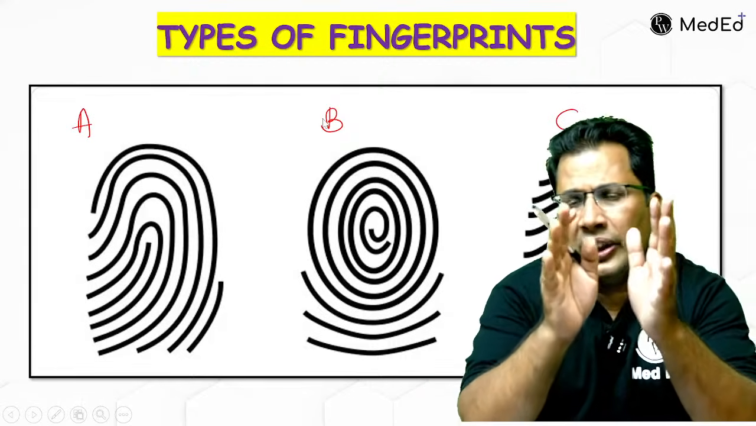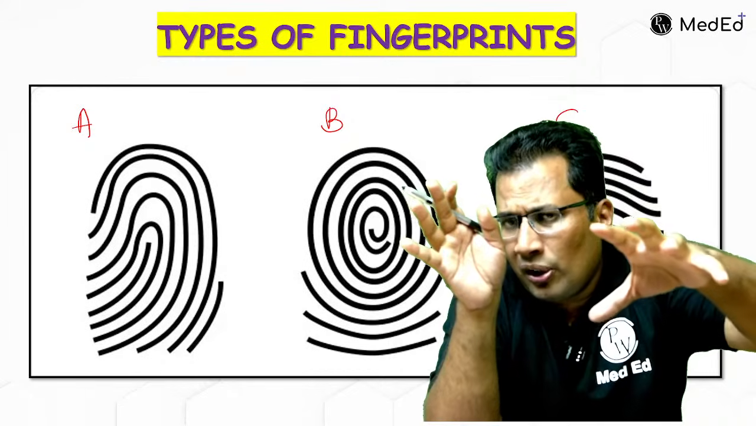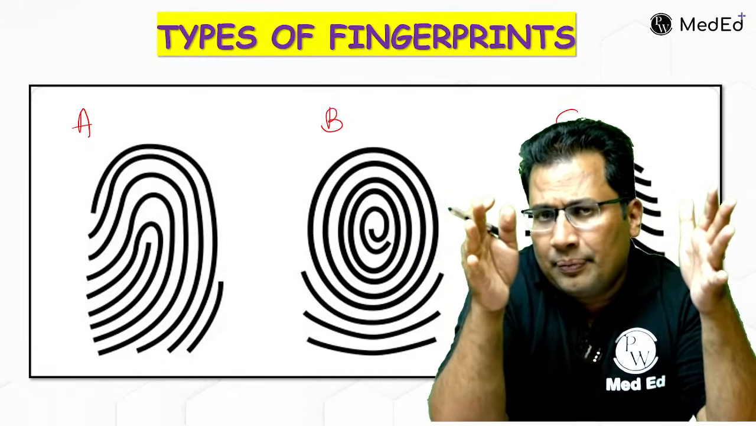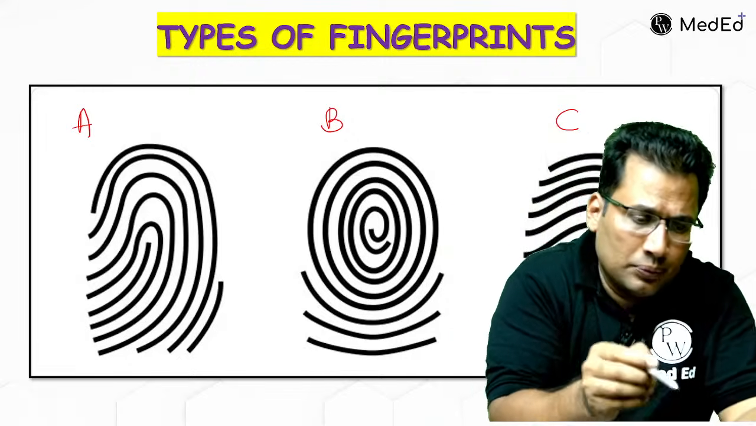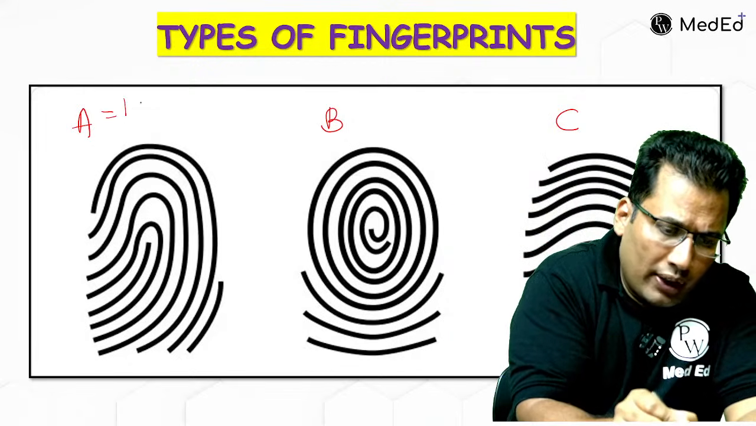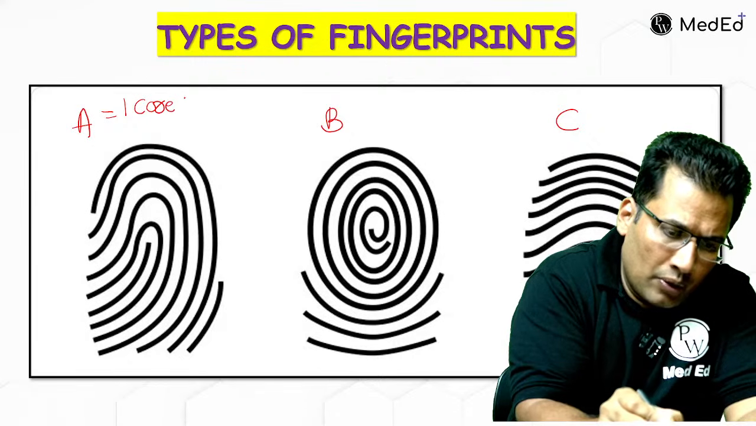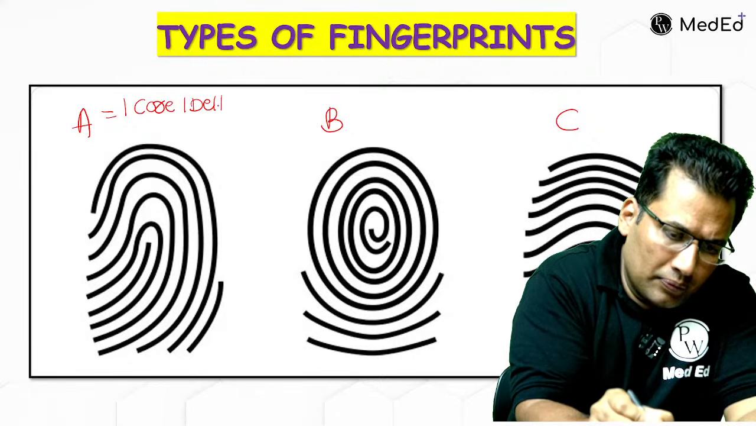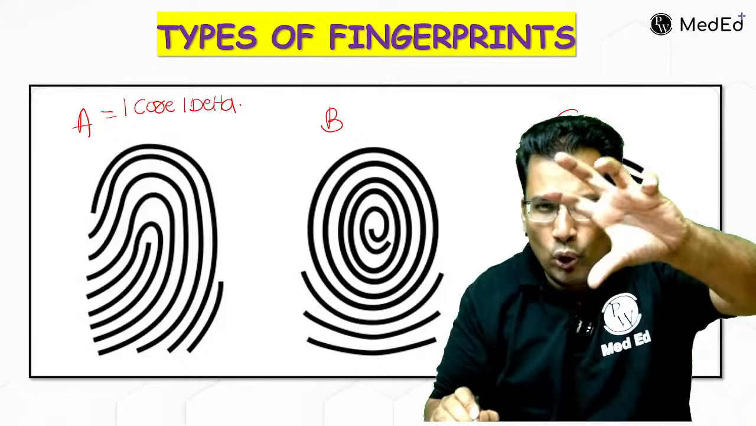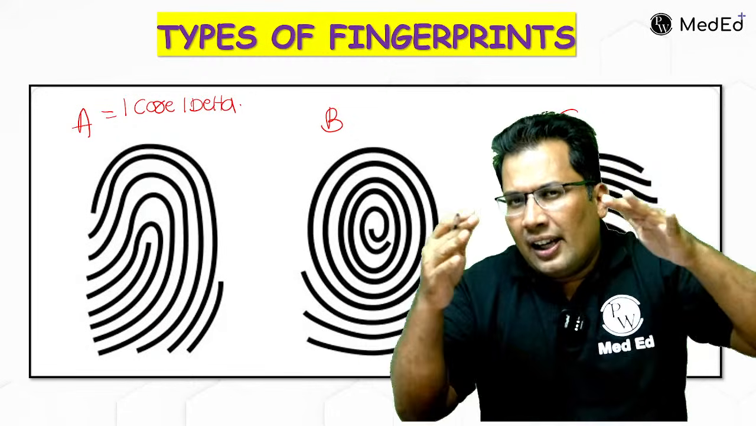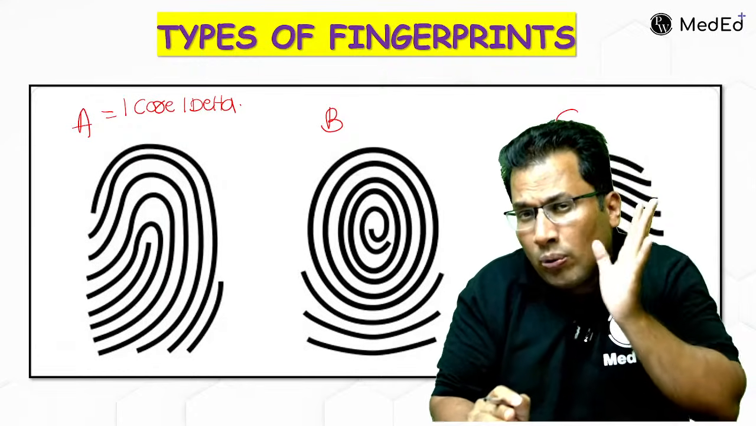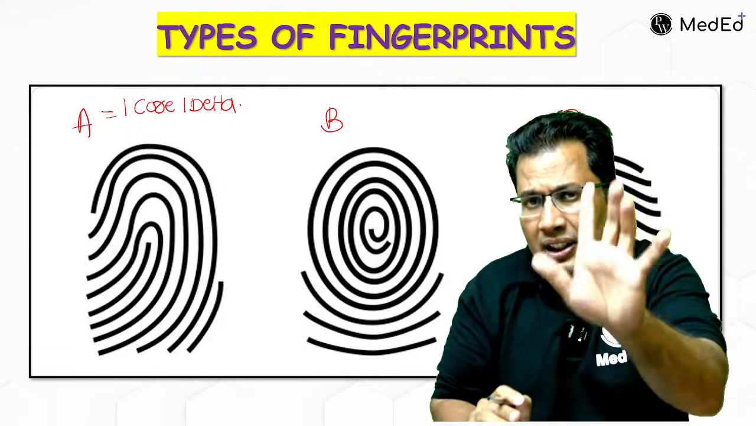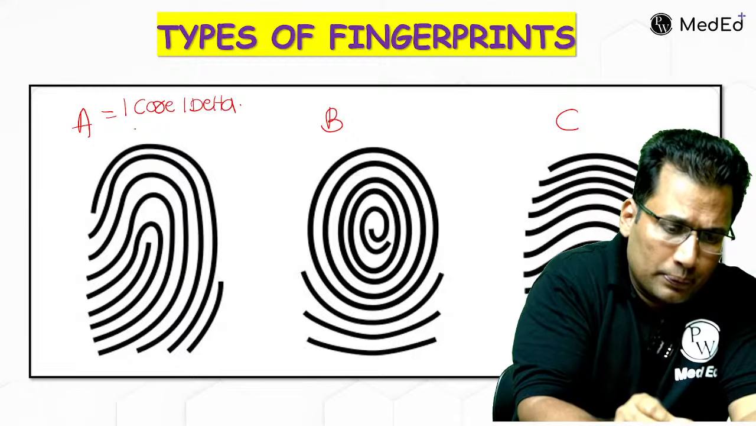In A, you can see the starting point and the ending point are on the same side. So it has one core and one delta. A is equal to one core, one delta. Core means curving ridge. Delta means 3-directional meeting point. If one core, one delta is there, the answer is very simple. That is loop.